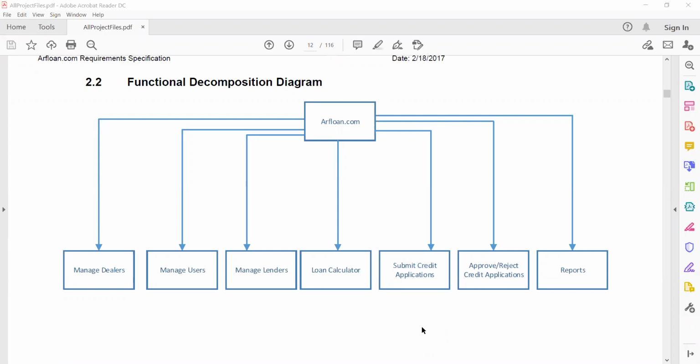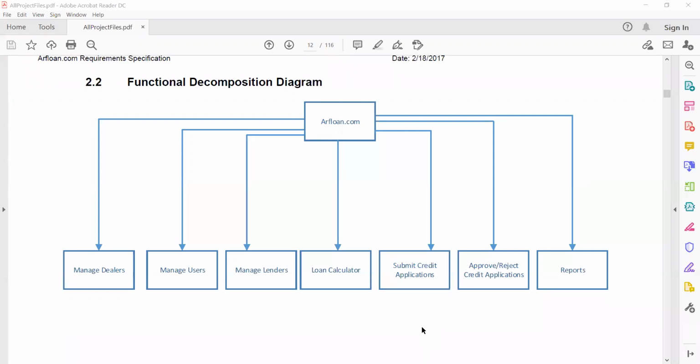So think of it, right? What this diagram shows you is how the different functions or features are broken down in the system. So it's not necessarily who can do what. It's more what are the different functions that are part of this system.